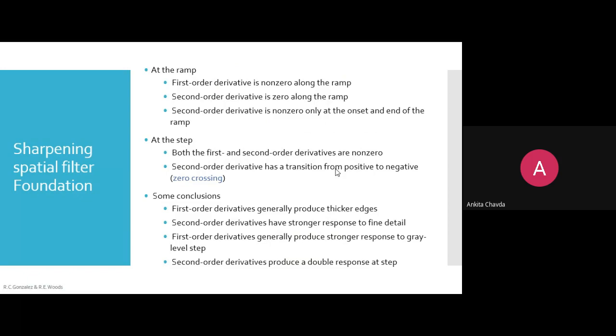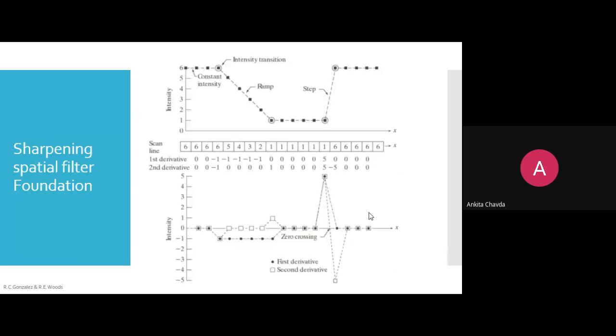This is what observation. Some conclusions. First order derivatives generally produce thicker edges. Via this observation, we can say that the first order derivatives generally produce thicker edges. Second order derivatives have stronger response to the fine details. First order derivatives generally produce stronger response to gray level step. Wherever there would be a gray level step, step means from one intensity value to all of a sudden another intensity value.